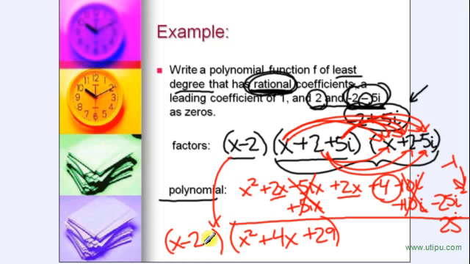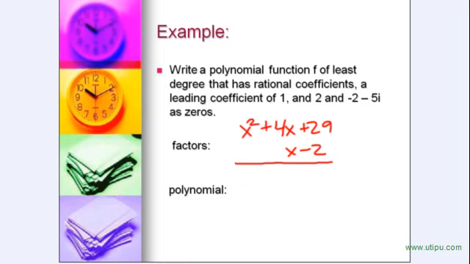Go ahead, set that up, multiply, see what you get. I'm going to multiply using the vertical format. So I'll start with the negative 2. Negative 2 times 29 is negative 58. Negative 2 times 4x is negative 8x. And negative 2 times x squared, negative 2x squared.